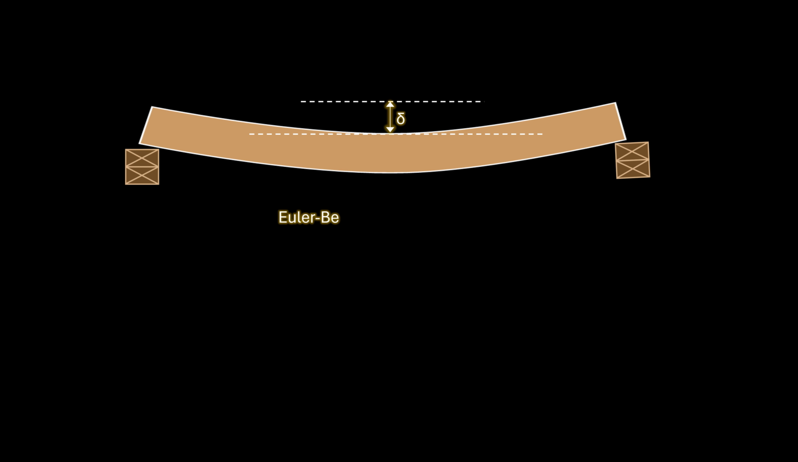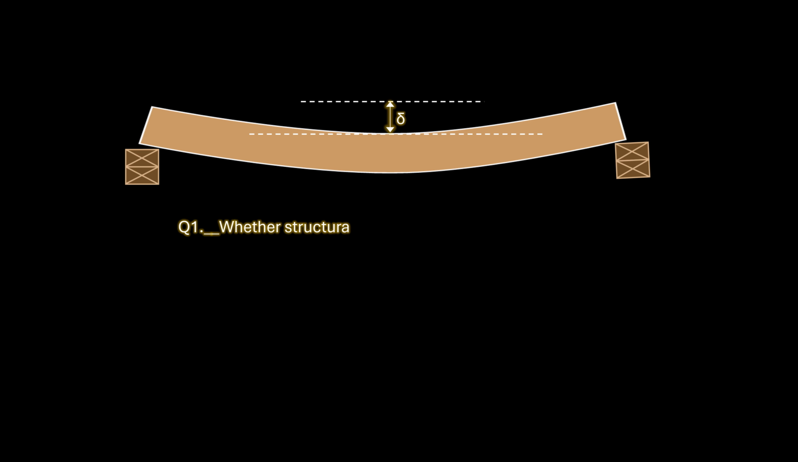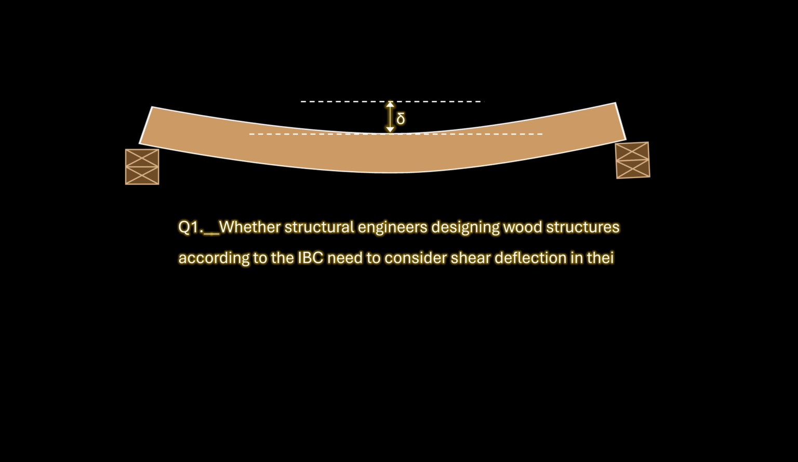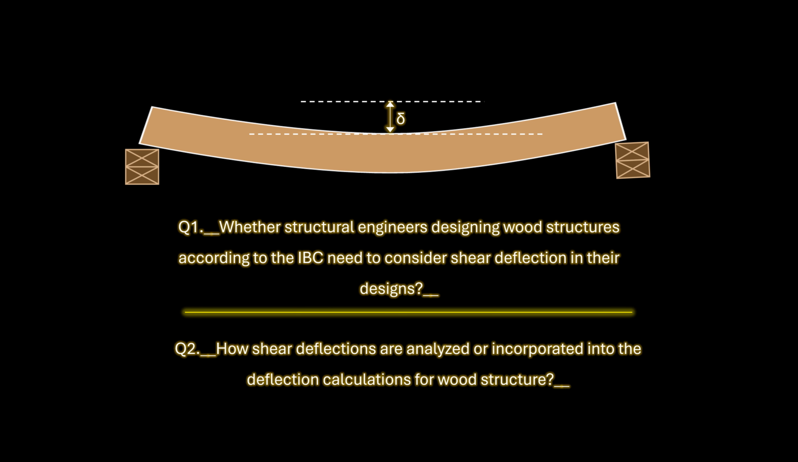Since the Euler-Bernoulli beam theory neglects shear deformations, it also disregards shear deflection. The question we need to address is whether structural engineers designing wood structures according to the IBC need to consider shear deflection in their designs. Additionally, if shear deflections must be accounted for, we need to understand how shear deflections are analyzed or incorporated into the deflection calculations for wood structures.